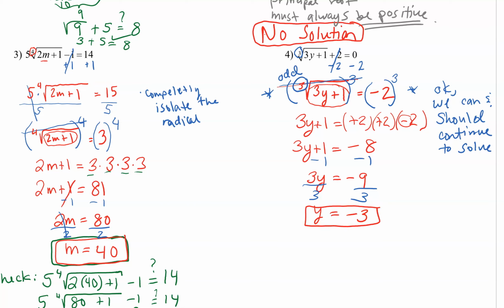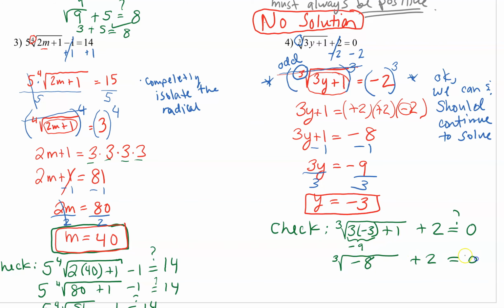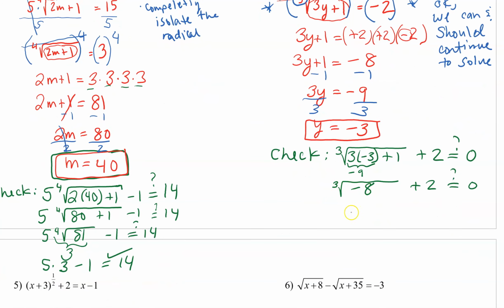But I'm still going to check, just because maybe I made a different kind of error somewhere else. And if I can check, I might as well. So let's see. If the third root of 3 times my answer for y plus 1, plus 2 on the outside, equals 0. Let's find out. So 3 times negative 3, that part's negative 9. So this would be the cube root of negative 9 plus 1, which is negative 8. Plus 2, does that equal 0? And I can see that it will, because the cube root of negative 8 is negative 2, and negative 2 plus 2 does equal 0. So we were correct. Y equals negative 3 is the answer. We're good to go. Moving along to question 5.